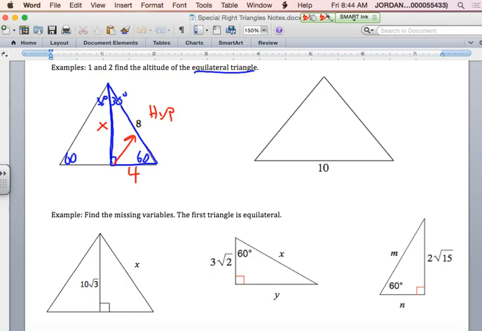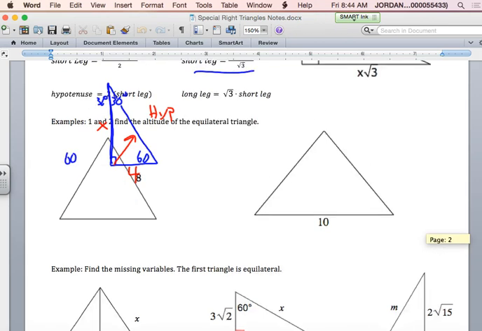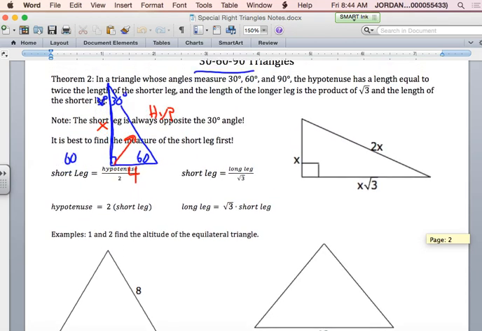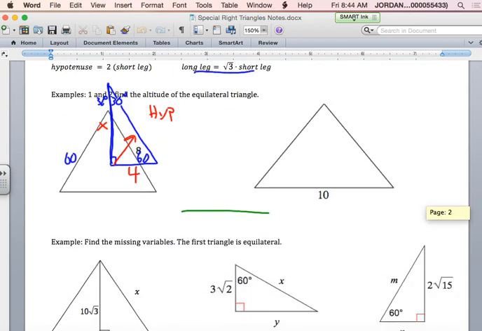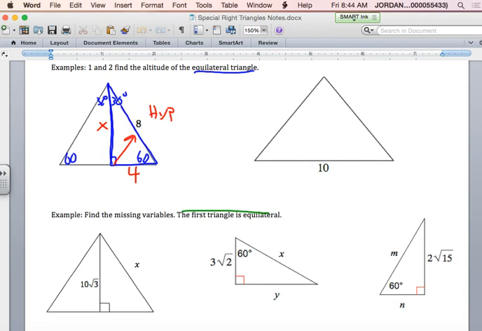And then once we know the short leg, to find the longer leg, long leg equals the square root of 3 times the short leg. So our long leg is going to be the square root of 3 times the short leg. So that's 4 times the square root of 3. All right, and now we know the altitude equals 4 square root of 3.